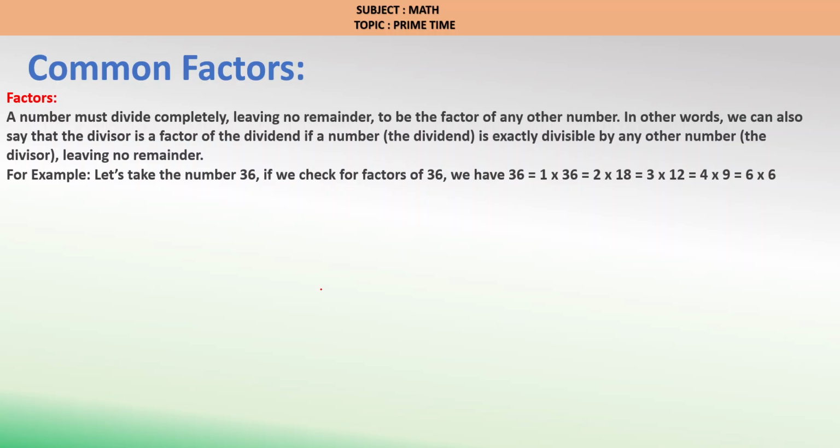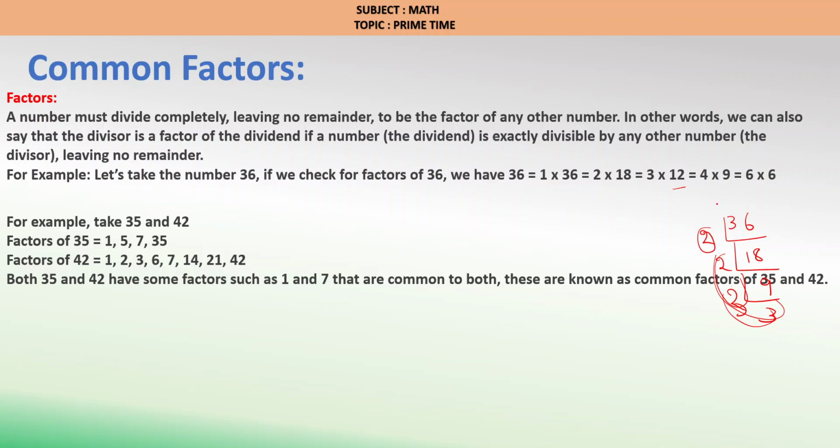For example, let us take the number 36. Here, 36 we can write as 2 into 18. Similarly, we can write it as 2 into 9, similarly 2 into 3 into 3. So here, the factor pairs are 2 into 18, and 1 into 36. Similarly, 3 into 12, 4 into 9, and 6 into 6. So these are the factors.